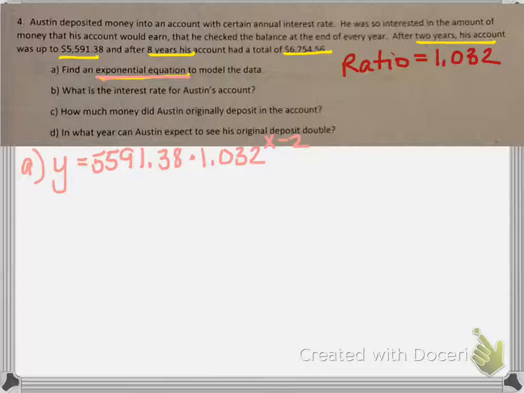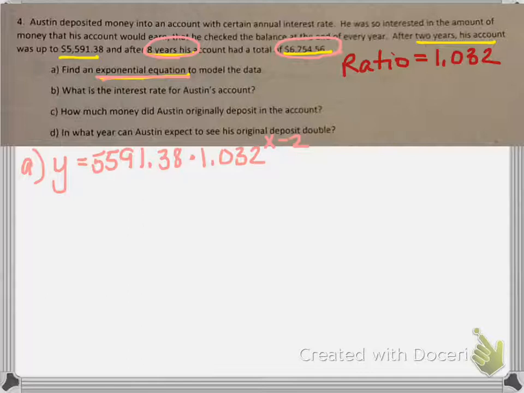If I had chosen to use the 6,754, then my exponent would be x minus 8. Either one will work and give you the same exact answers for the rest of the problems. So there's my equation for A.